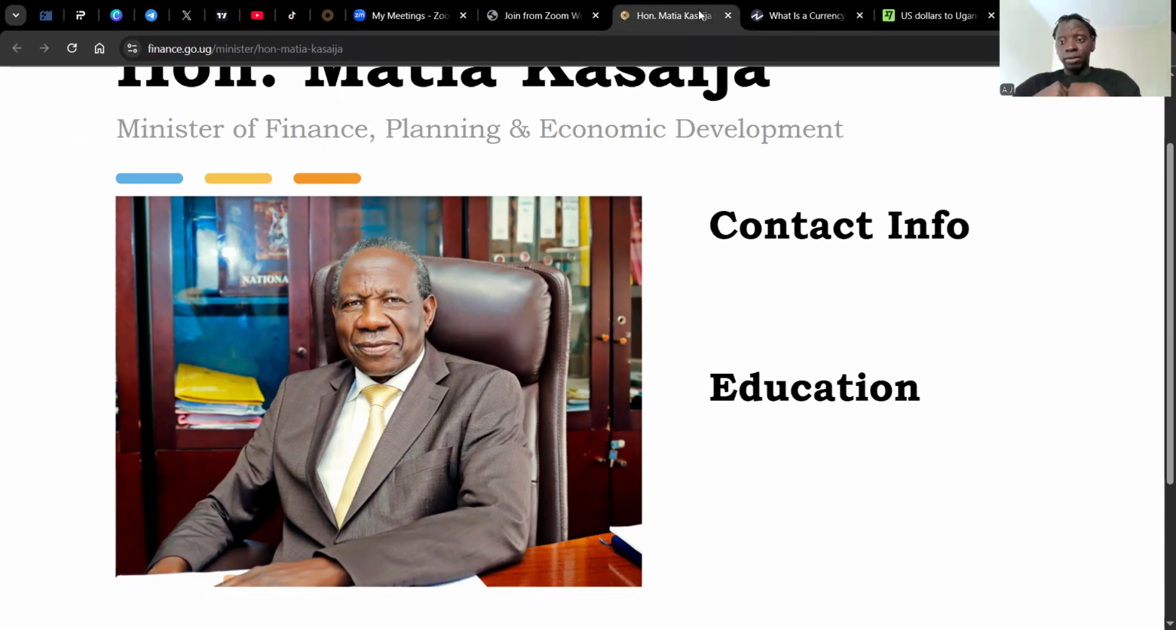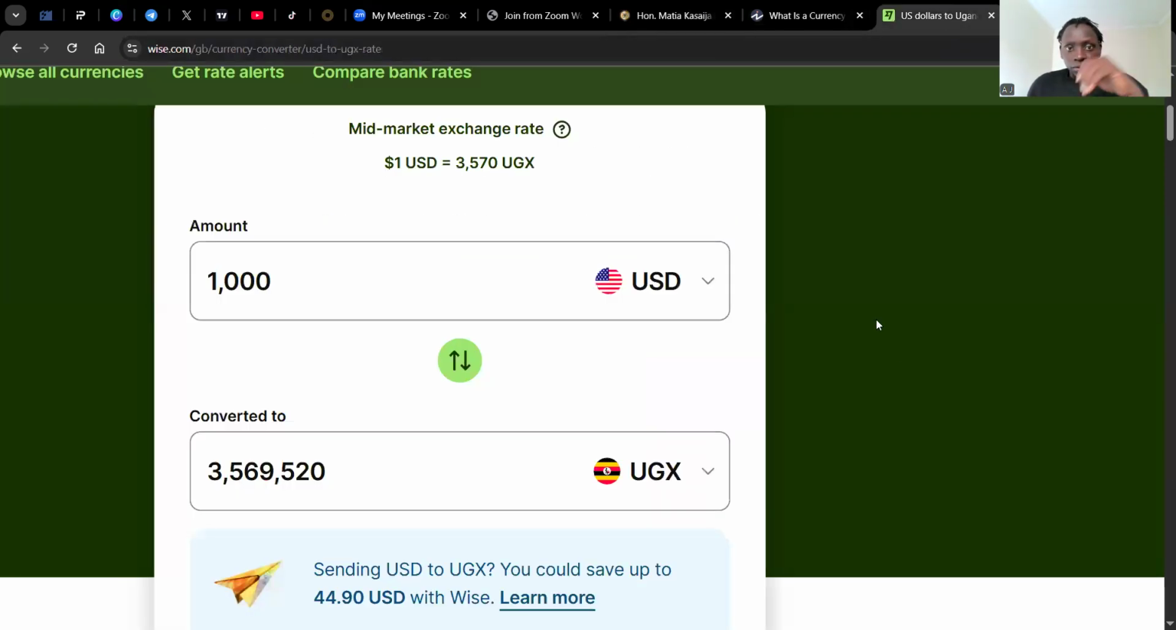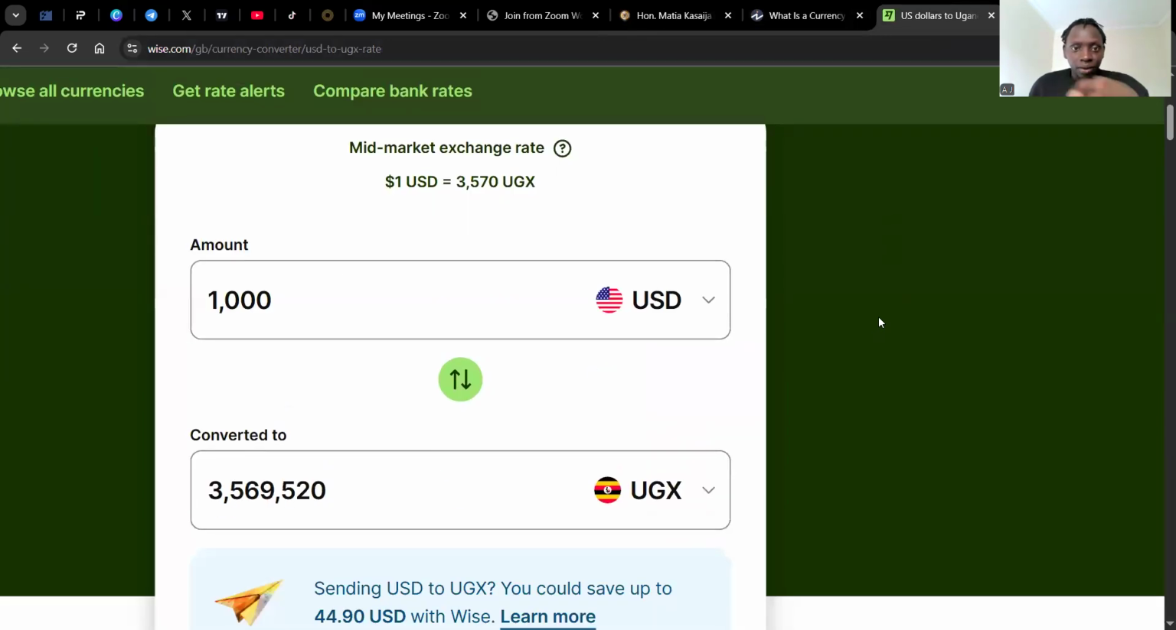Yeah, you need to understand the international play part of it and also the internal or the local play of it may be a little bit different. But if you look at the long term and the big picture, he's been doing some great work. So now I just want to show you the current rate. So this is the current rate of $1 equaling 3,570 shillings.